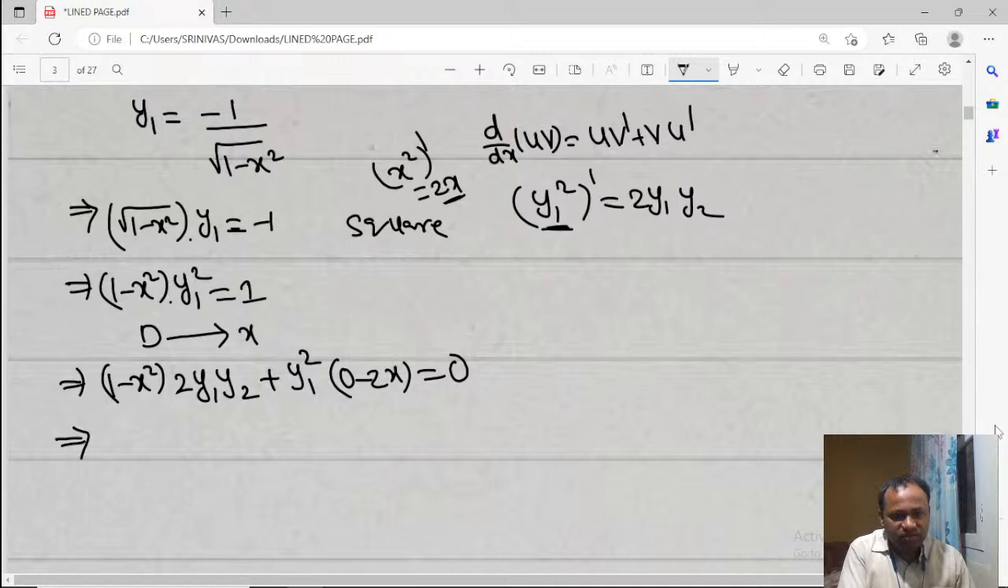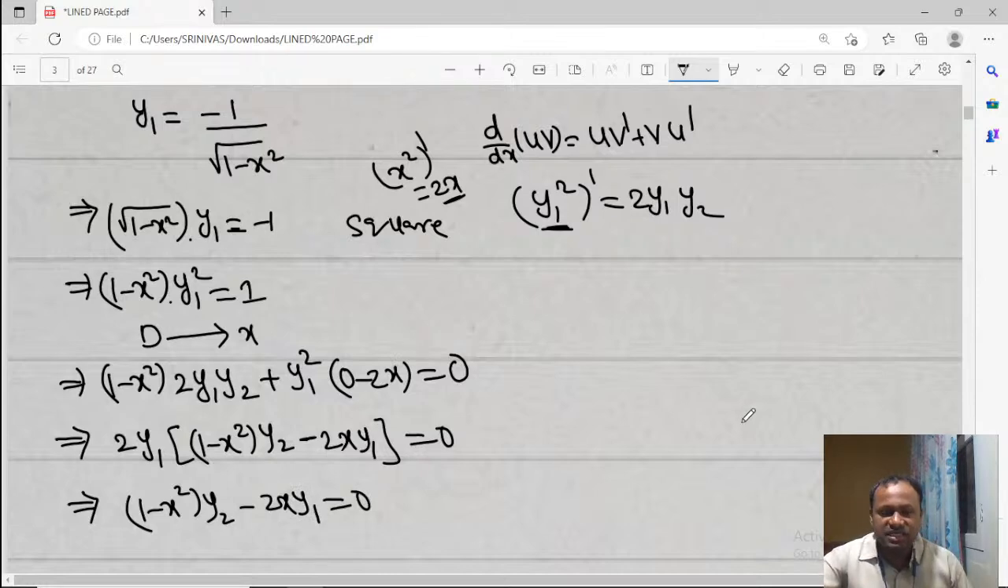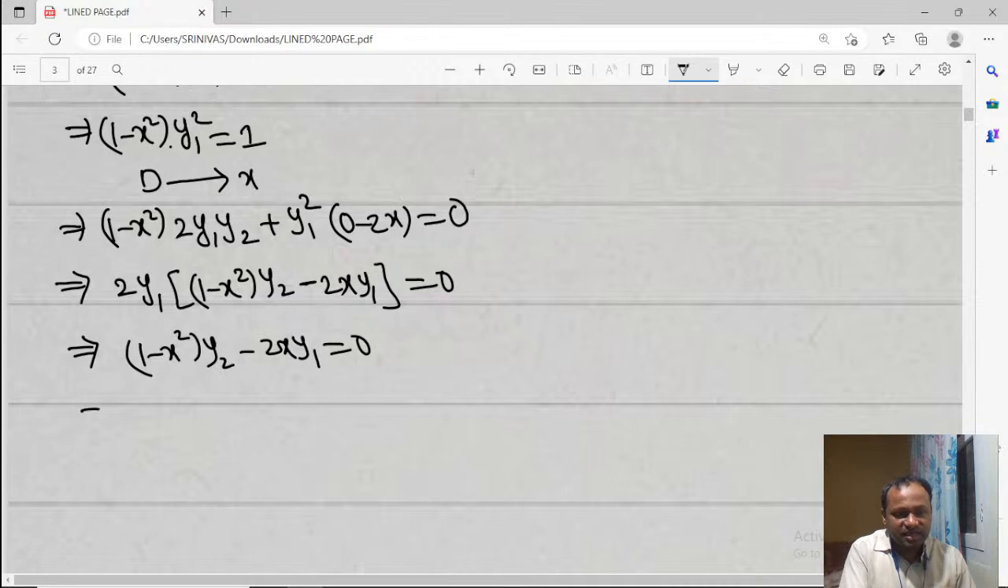So here we can take 2y1 common. We get 1 minus x square into y2 minus 2xy1 is equal to 0. From this I have taken common. Here we can write 1 minus x square into y2 minus 2xy1 is equal to 0. Next here minus will become plus. So 1 minus x square into y2 is equal to 2xy1.